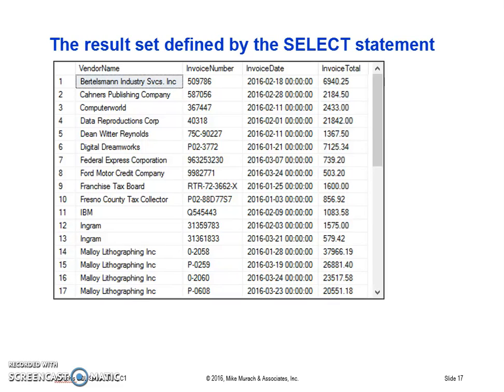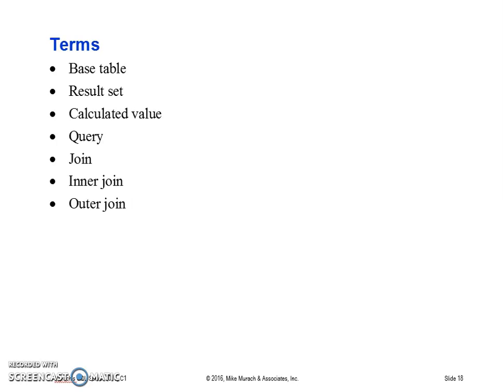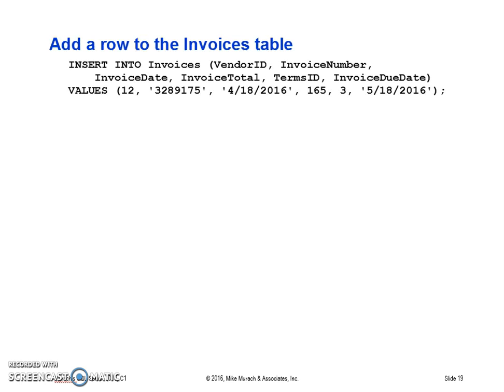So when you join tables together, you're essentially adding columns to your result set. Some columns may be coming from one table, other columns may be coming from another table. A base table is the table that's stored in the database. A result set is the result of a query. And you should know about calculated values and queries, joins, inner joins, and outer joins. And we'll get some practice with those in the homework assignments in the following couple of weeks.